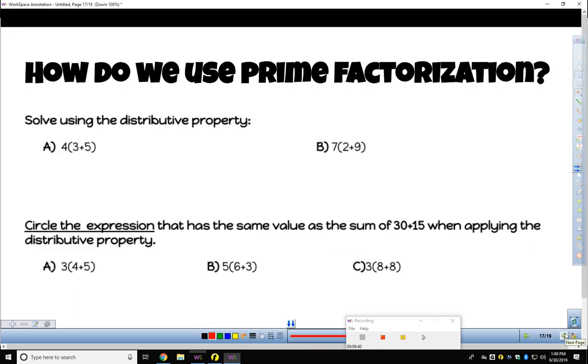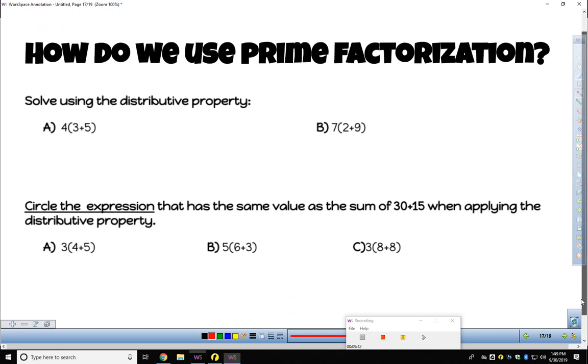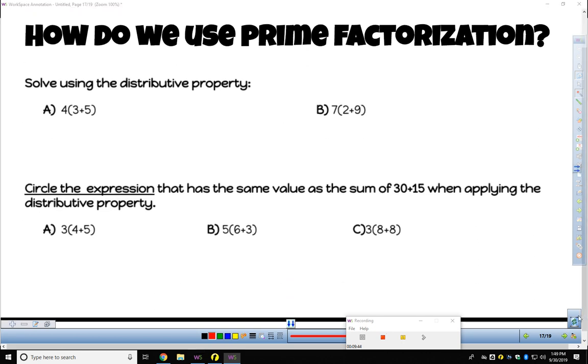So, some problems here to use and practice with the distributive property. So, I'll show you one, you can do the other, or you can pause and try them both right now. Okay. Pause and try the next two. See if you can figure out this word problem as well.